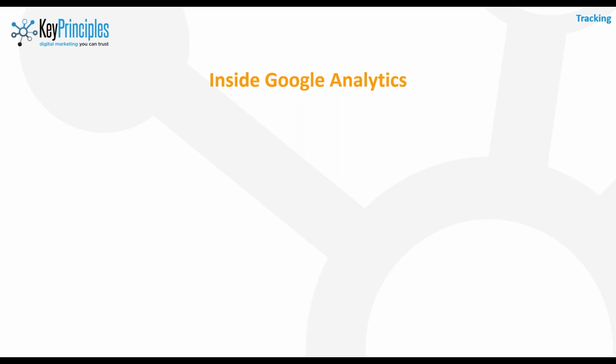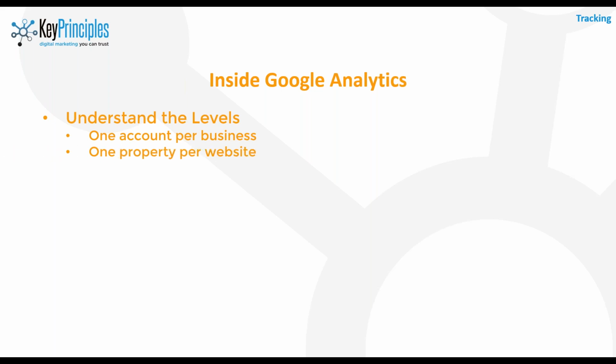Okay, so just quickly going into Google Analytics. First thing to understand is the levels within Google Analytics. So we generally recommend that you have one account per business, which is different actually to Google Ads, where we would recommend a slightly different approach. With each website that you have, so if you have more than one website, then you have one property per website. And then finally, you have view level.